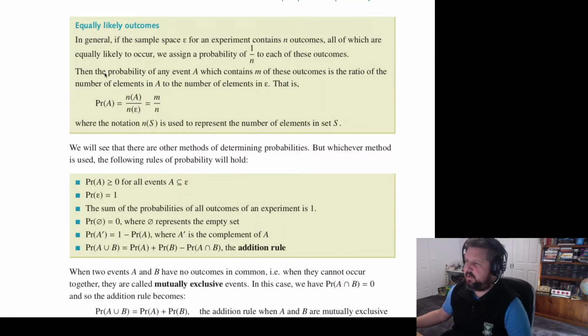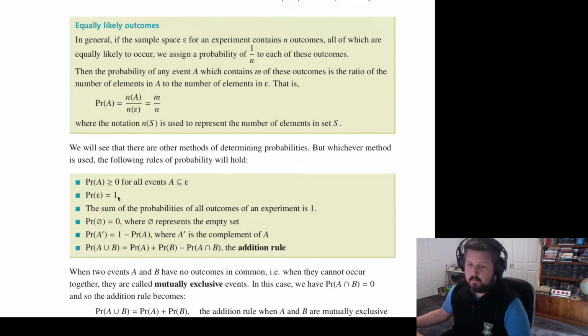So that information is really gathered here, which basically says the probability of A is equal to the number of outcomes in A divided by the number of outcomes in the sample space. Some other rules that we have with probability. It says here the probability of A has to be greater than or equal to 0 for all events where A is a subset. Remember, this is a symbol for a subset, where A is a subset of the sample space.